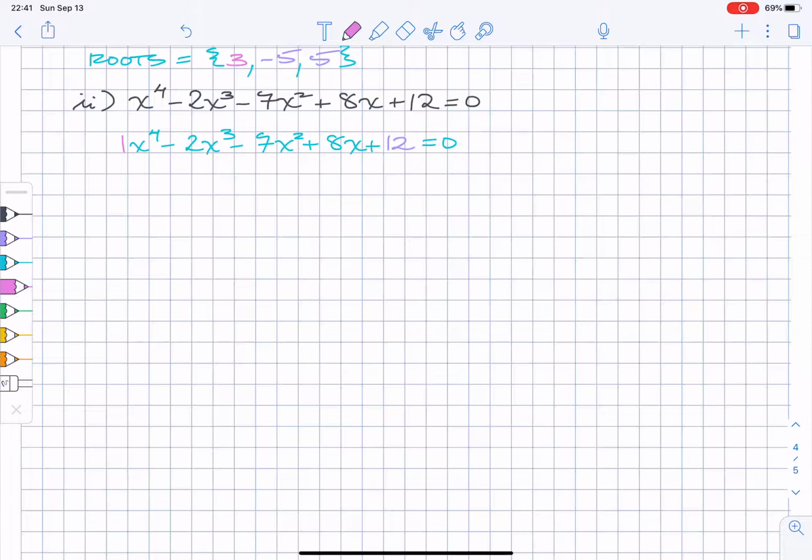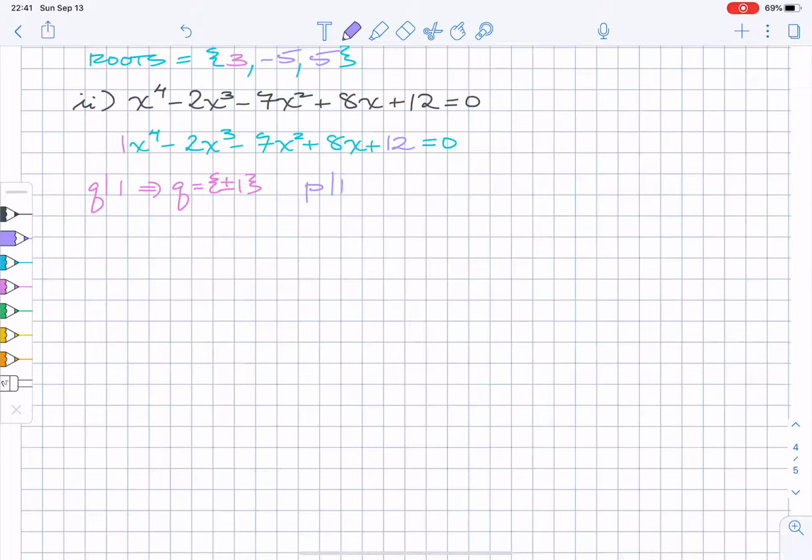Okay, so I'm going to say q divides 1. So this means that q is just plus or minus 1. And p divides 12. So that means that p is going to be plus or minus 1, plus or minus 2, plus or minus 3, plus or minus 6, and plus or minus 12.